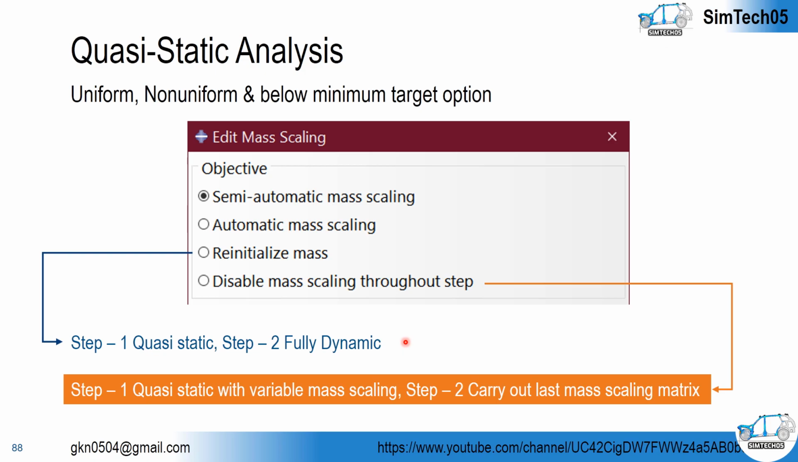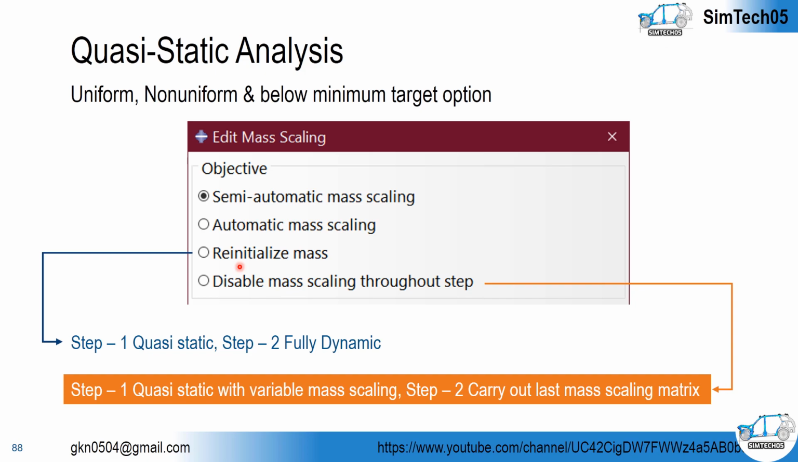So the last point is different types of mass scaling options, like semi-automatic mass scaling. 90% of the time we utilize this option only, semi-automatic mass scaling. The automatic mass scaling condition is a very special condition and is utilized for bulk forming type of simulations. Maybe in the next video we will talk on that particular point separately. Then we have reinitialization options and disable mass scaling options.